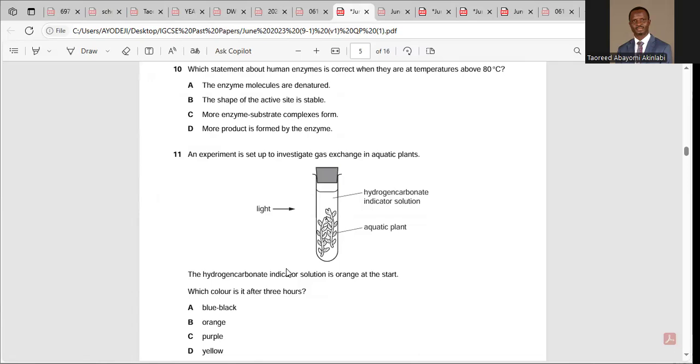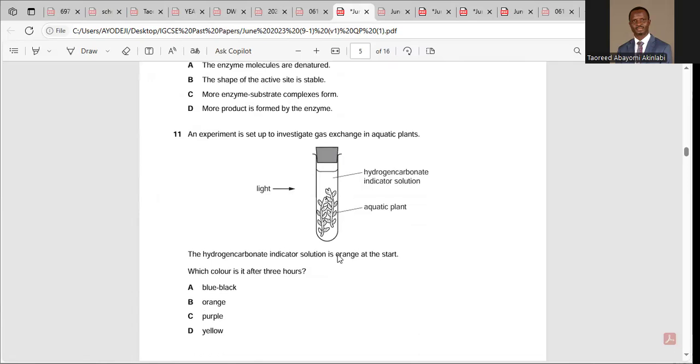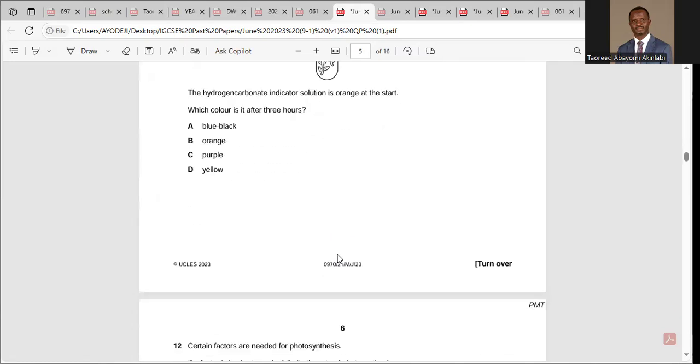And because the plant here is undergoing photosynthesis, because the plant is being exposed to light, that means carbon dioxide level in that tube will be lowered because the plant is using all the carbon dioxide. That means the color will change from orange to purple. That means the correct option for question 11 is option C.